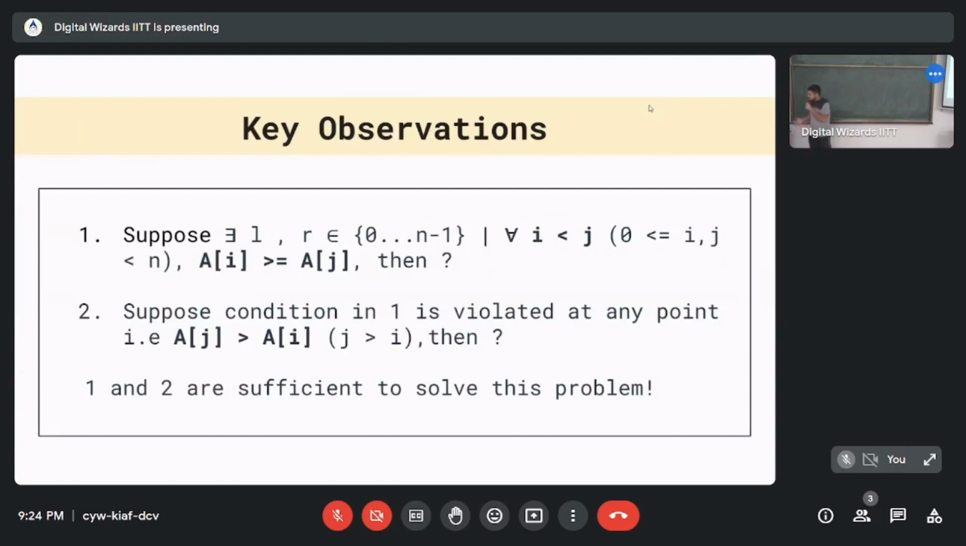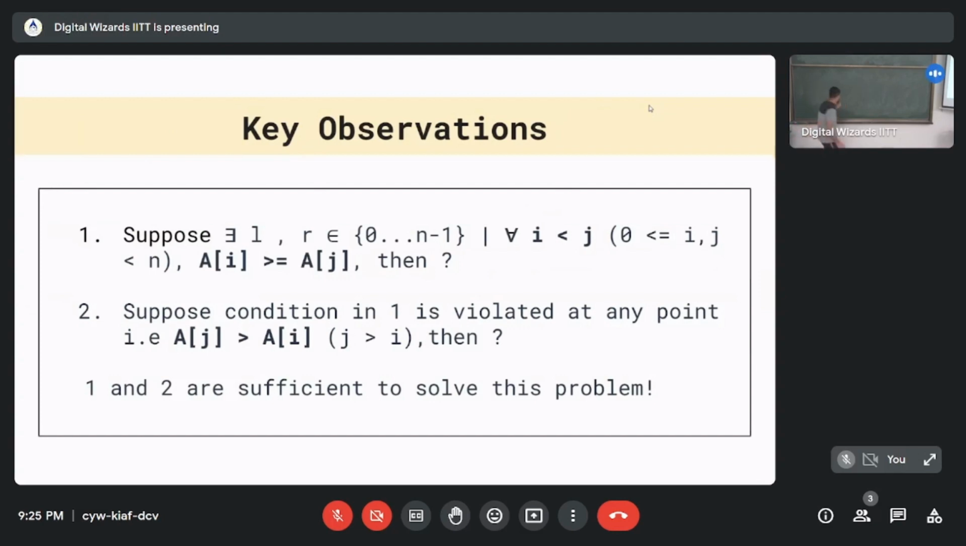Okay, I'm going to ask you two questions. Suppose I give you a segment of the array, a subarray lying between indices L and R, and for all elements this condition is satisfied: A_i should be greater than or equal to A_j, where j is greater than i. So it is a decreasing subarray. Suppose I give you only this subarray and I want you to find the next greater element for each element. So what should that be? Just think about it.